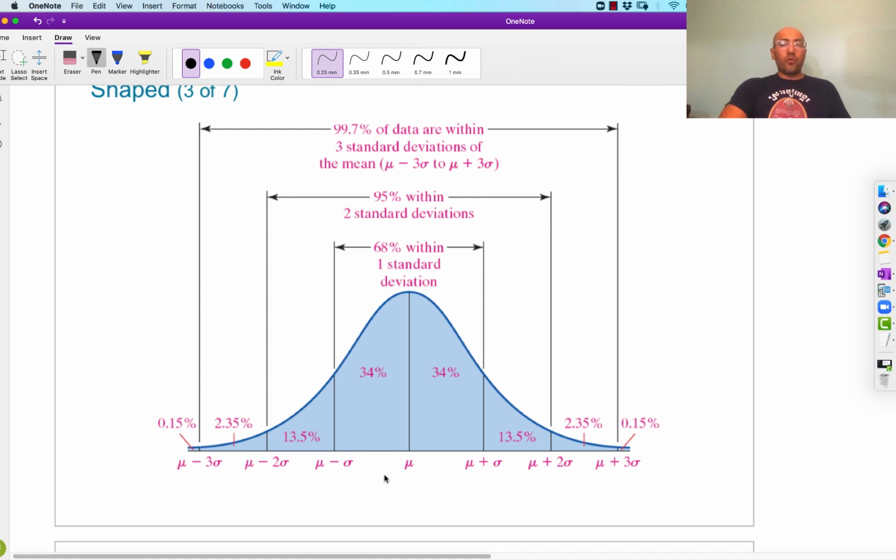Okay, so when you do your homework and you're dealing with empirical rules, this is a really nice image, graph to refer back to.